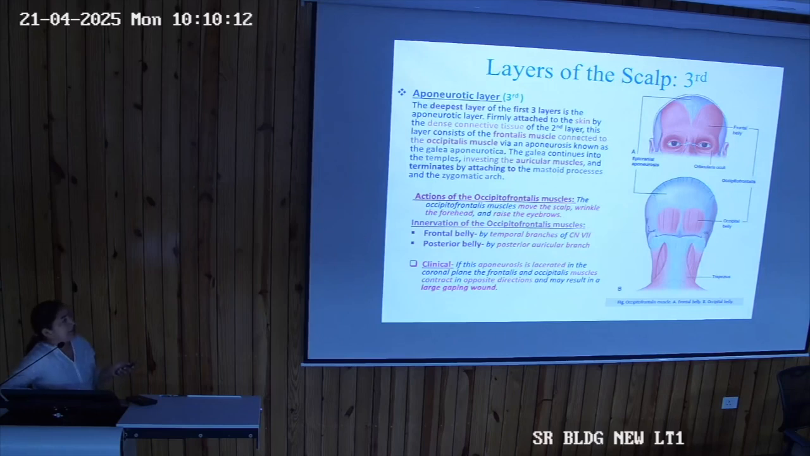So if we talk about the actions of the occipitofrontalis, can you move the scalp? Can you cause wrinkles on your forehead? Yes. Can you raise your eyebrows? So it is because of the action of the occipitofrontalis muscle. Then what is the innervation? The two bellies are lying anteriorly and posteriorly, so their nerve supply is also different. The motor branches of the seventh nerve, that is temporal branches of the seventh nerve, which nerve is it?